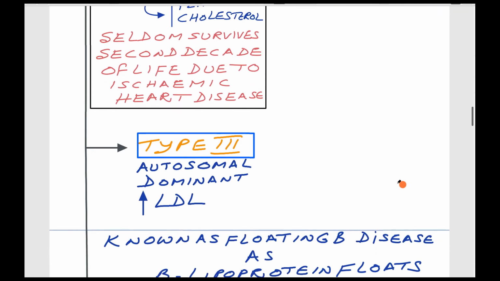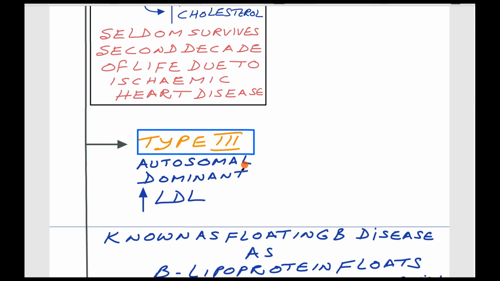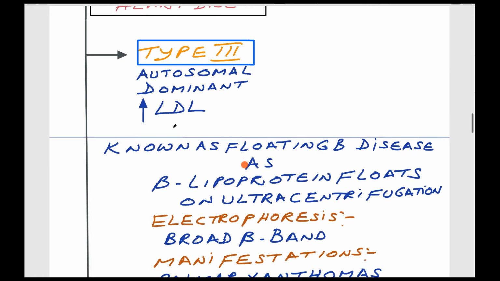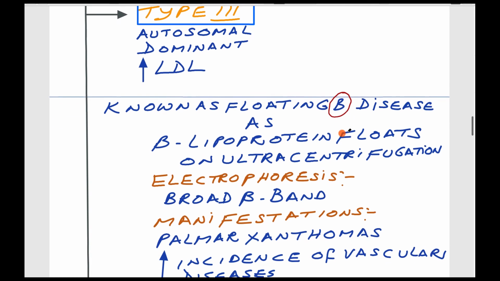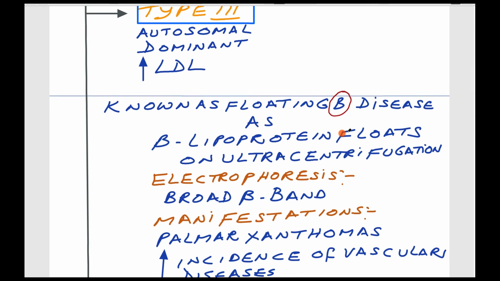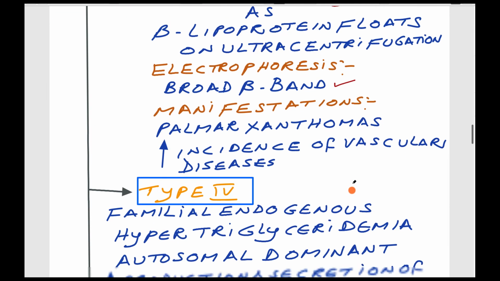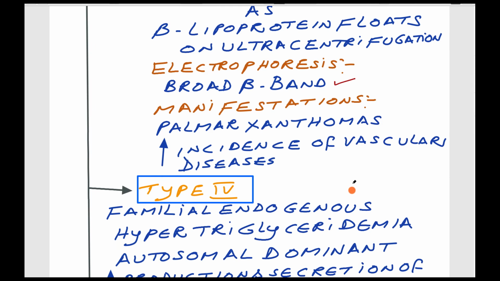Then the next one is type 3. It is autosomal dominant, with increased LDL. It is also known as floating beta disease. Why is it called that? When you carry out ultracentrifugation of the serum, the beta lipoprotein floats, and when you carry out electrophoresis, there is a broad beta band. What are the manifestations? There are palmar xanthomas, and there is an increase in the incidence of vascular diseases.